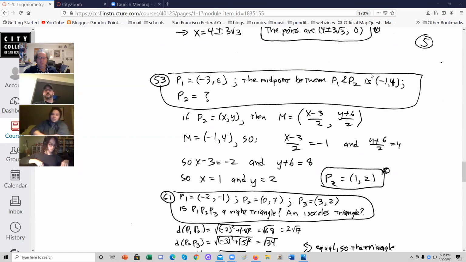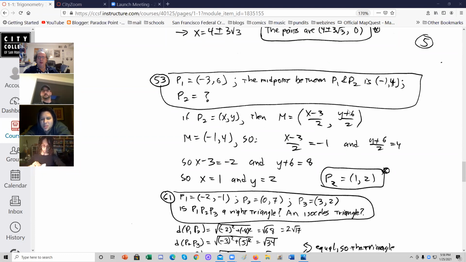We do not want the midpoint between these two. We want the second point, which makes this the midpoint between it and that. Okay, we want to know what P2 is. Let's say it's (x, y). So P2 and P1 have midpoint (-1, 4). The midpoint will be, first x coordinates, (x minus 3)/2 here, y coordinate, (y plus 6)/2 here.